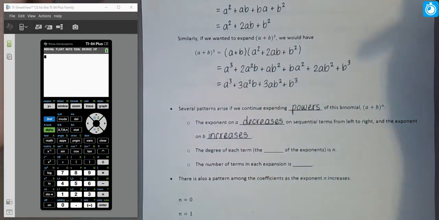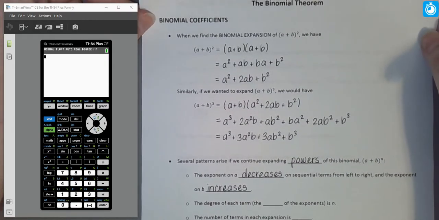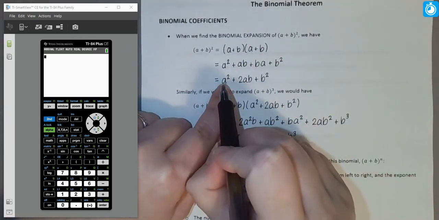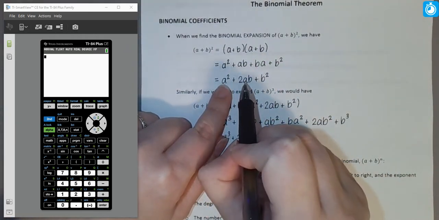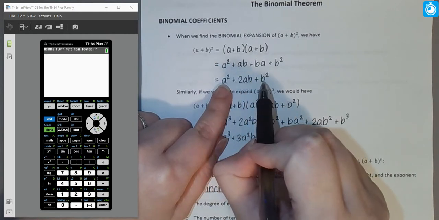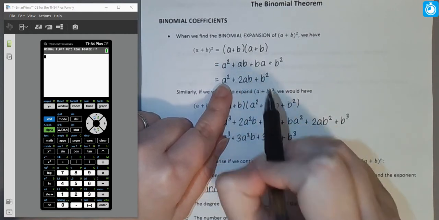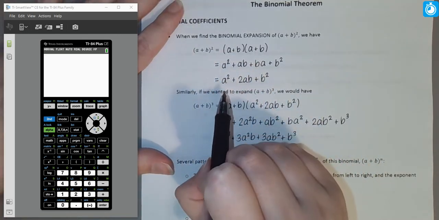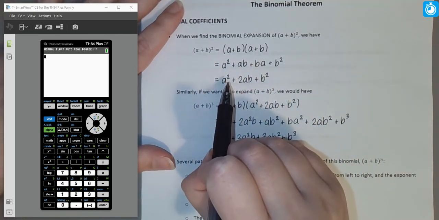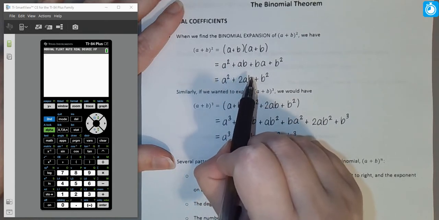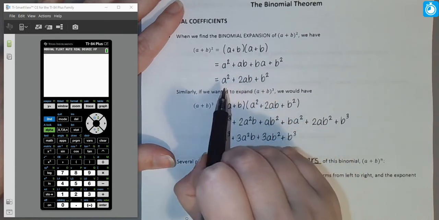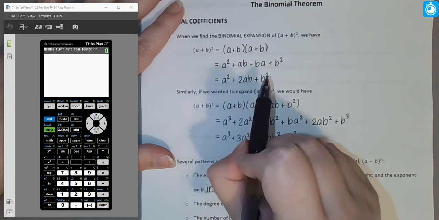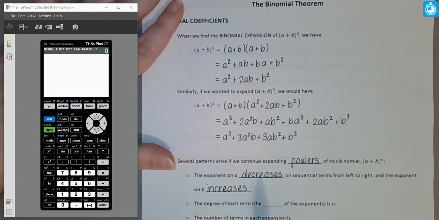So we actually see that in both cases. For the first expansion, we start with a power of a, so a squared, and then we go down to a to the first power, and then on the last term a disappears, which means you could think of it as being a to the 0 power. Well, on the first term we don't have a b, so that would be b to the 0 power, and then b to the first power, and then b squared. So the powers of a decrease, and the powers of b increase as we work our way left to right.